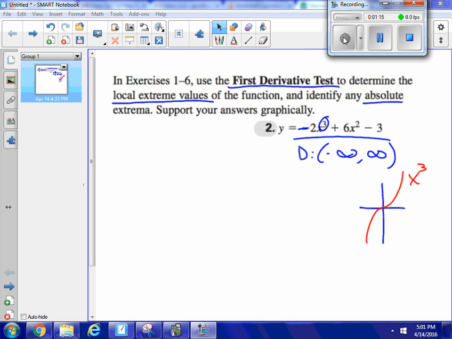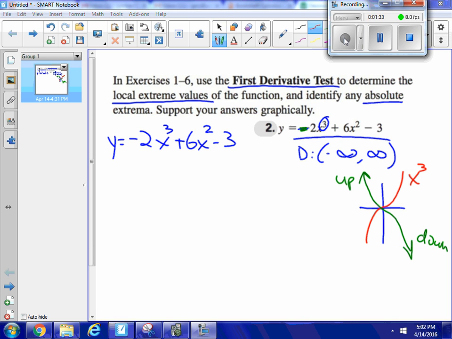But since this has a negative leading coefficient, I know that this graph is going to have end behavior that looks like that. So it's going to be what I call up, down end behavior. And that'll help me as I go along through this problem. Not mandatory, but helpful.